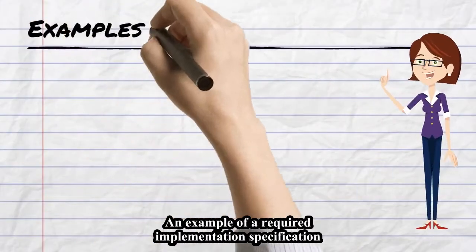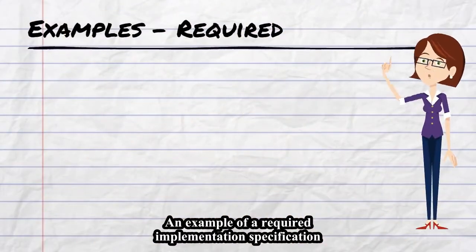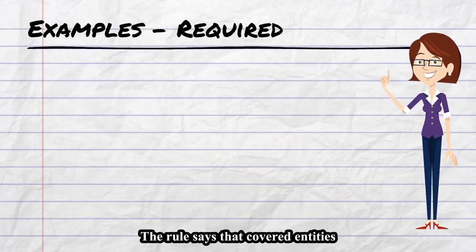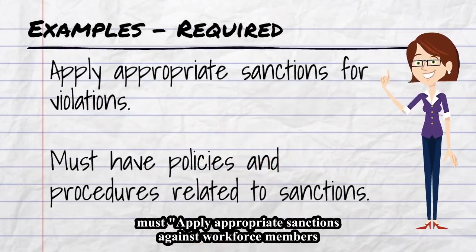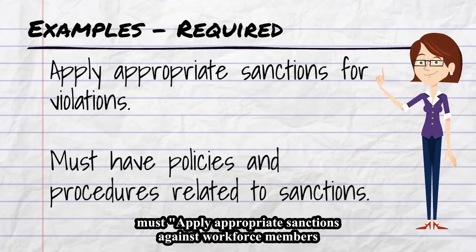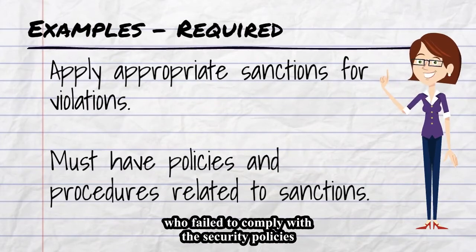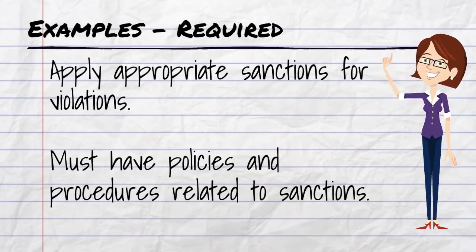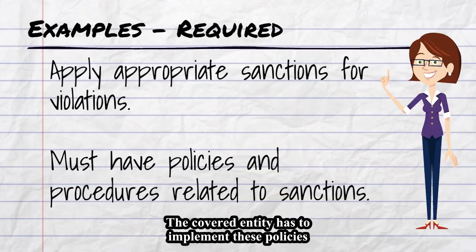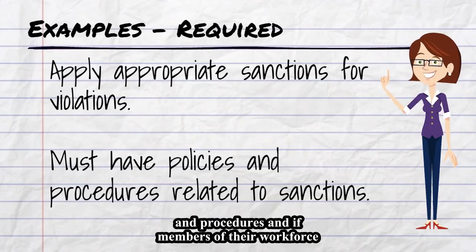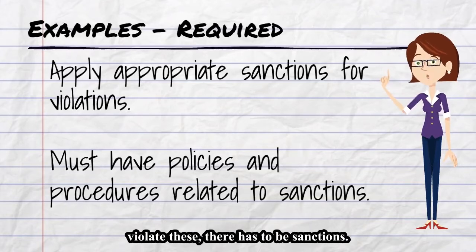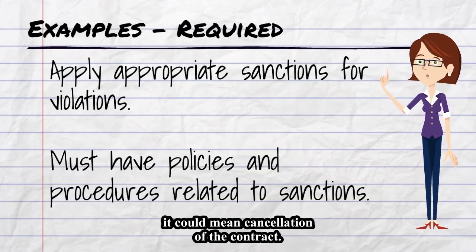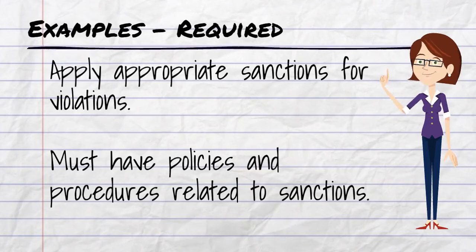An example of a required implementation specification has to do with workforce sanctions for violations. The rule says that covered entities must apply appropriate sanctions against workforce members who fail to comply with the security policies and procedures of the covered entity. The covered entity has to implement these policies and procedures, and if members of their workforce violate these, there has to be sanctions. For business associates, it could mean cancellation of your contract.